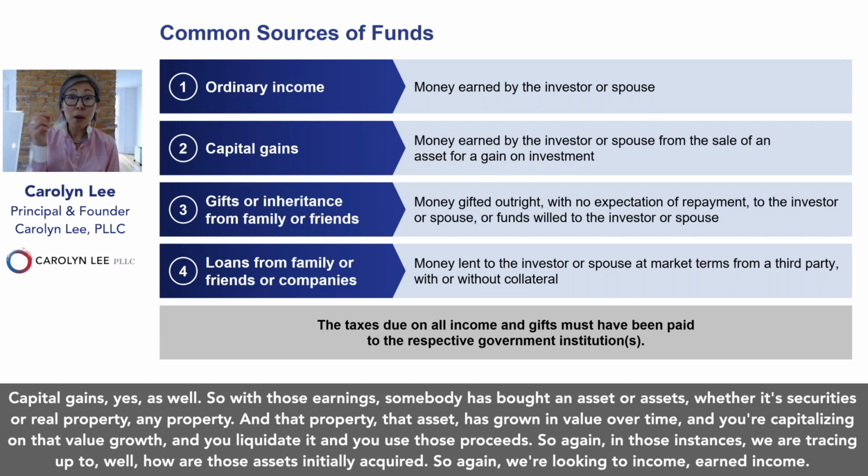So with those earnings, somebody has bought an asset or assets, whether it's securities or real property, any kind of property. And that asset has grown in value over time, and you're capitalizing on that value growth, and you liquidate it and you use those proceeds. So again, in those instances, we're tracing up to, well, how were those assets initially acquired? So again, we're looking to earned income.